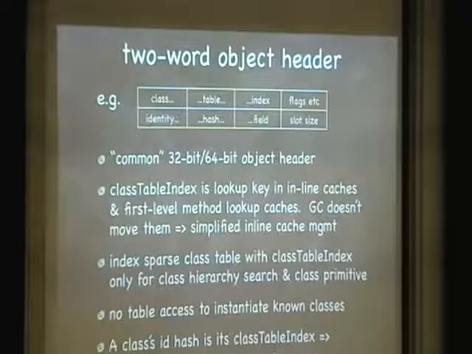So what's a two-word object header? A two-word object header is a way of having the same object representation, more or less, in a 64-bit and a 32-bit VM. If you look at a 64-bit VM, if you were to waste 64 bits on the class, that's great, you have lots of classes, but it's really terrible for the inline cache, because the inline cache is for classes.